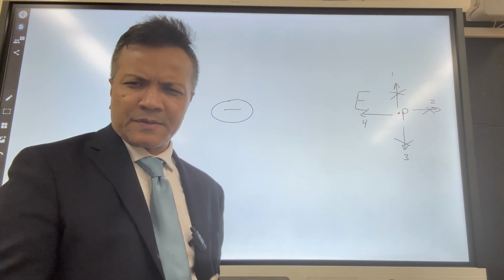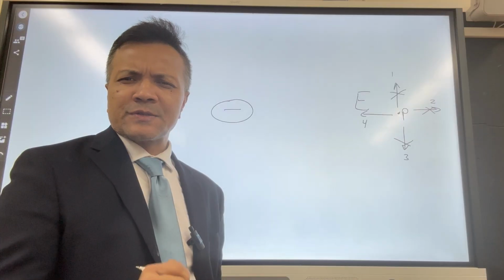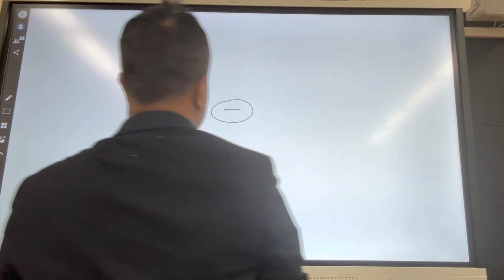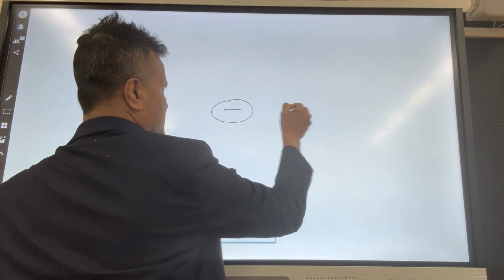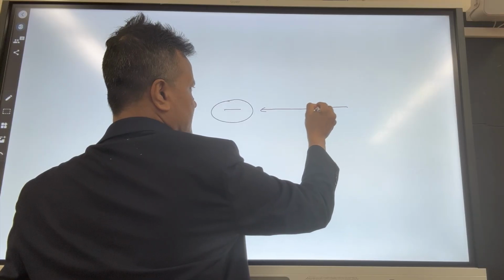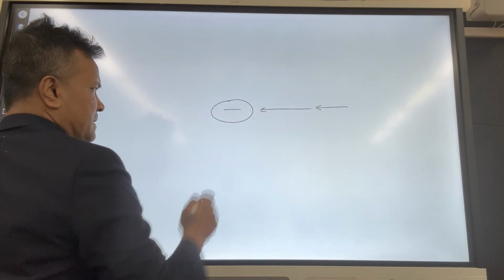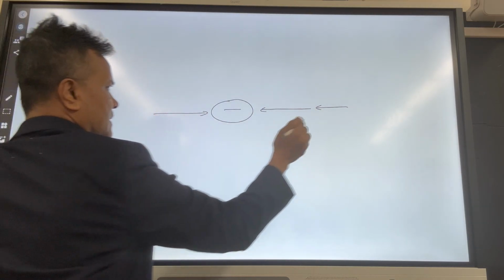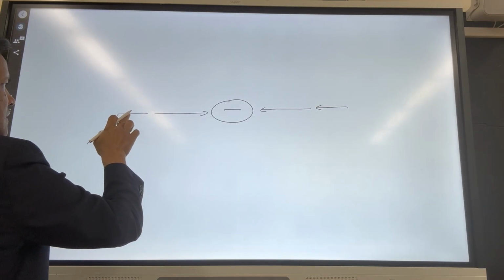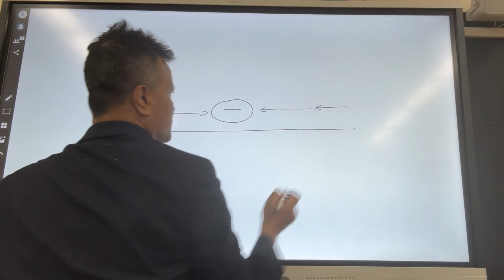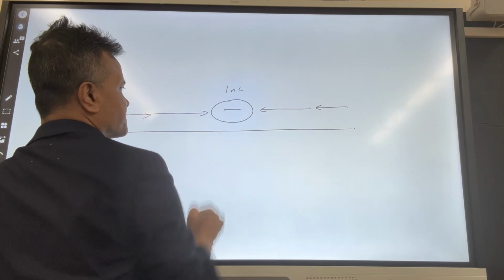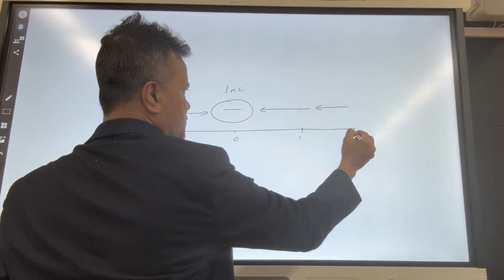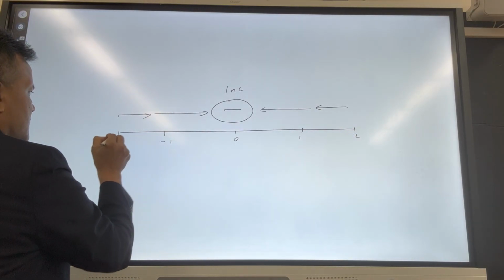Good. Why? It's because the field of a negative charge always points inward. Let's do the next test. The field decreases as the distance increases. So I'm going to draw the same thing over here, and over here as well. I'm going to give you some information. This is 1 nanocoulomb, and of course this is negative. Let's say this is 0, this is 1 meter, this is 2 meters, this is -1 meter, and this is -2 meters.